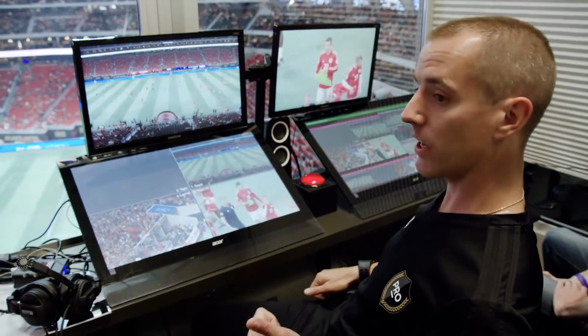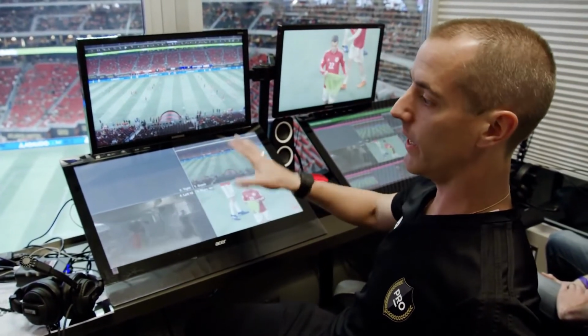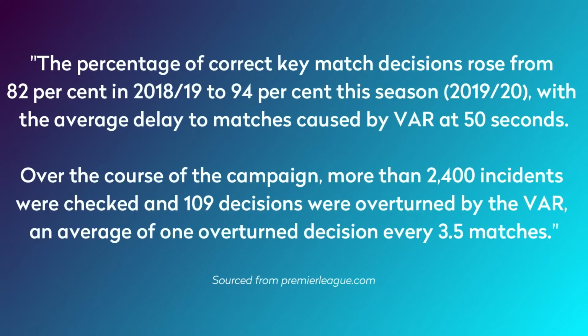So going back to the original question, all that data withstanding, has VAR improved the Premier League overall? According to the Premier League themselves, the season before VAR was introduced, the 2018-19 campaign, the correct percentage of key match decisions stood at 82%. With the addition of VAR the following season, that stat rose to 94%.